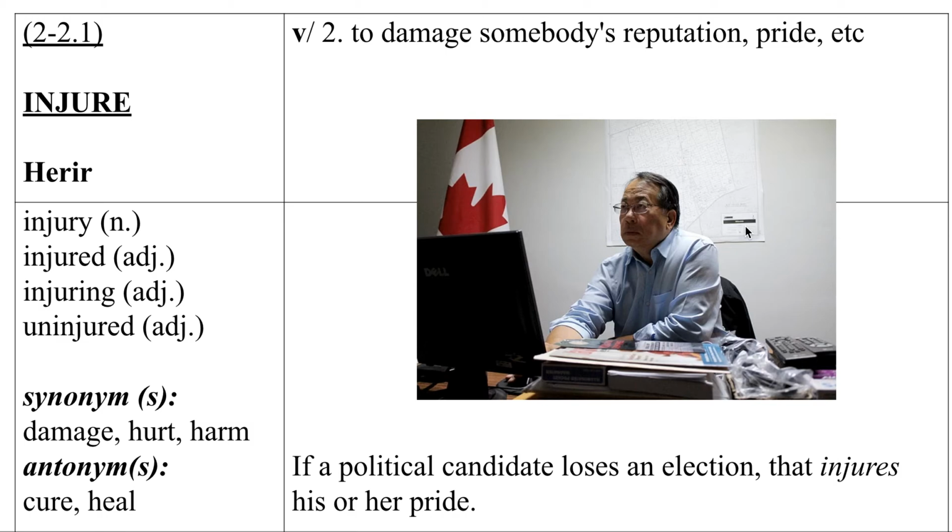Those are two common ways that injure is used. So here's an example sentence. If a political candidate loses an election, that injures his or her pride.